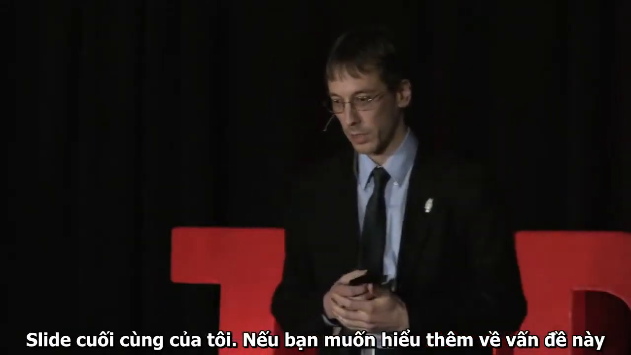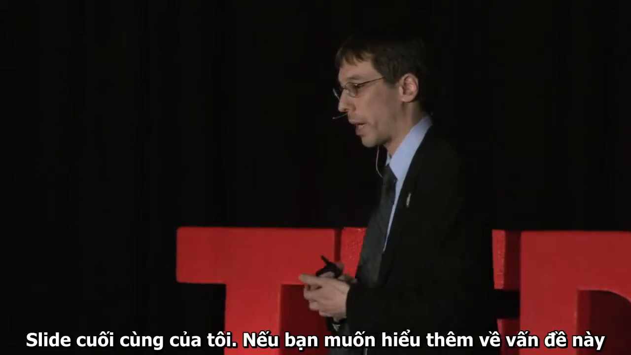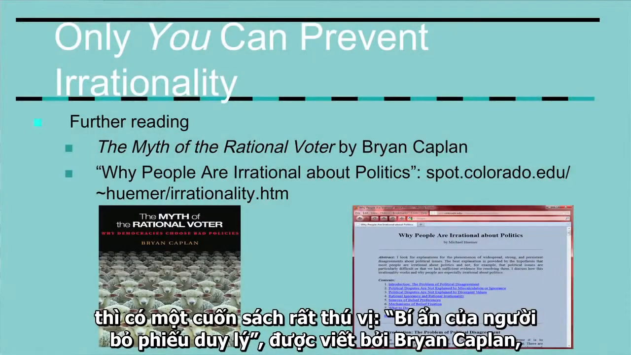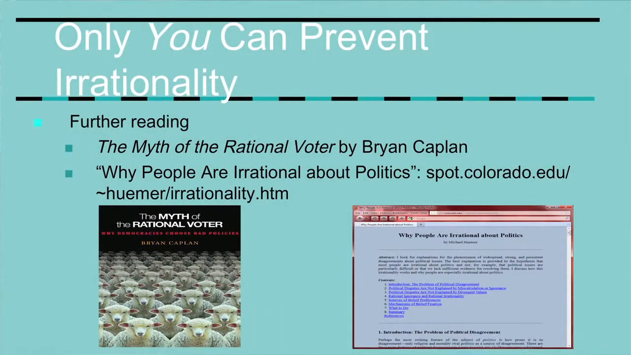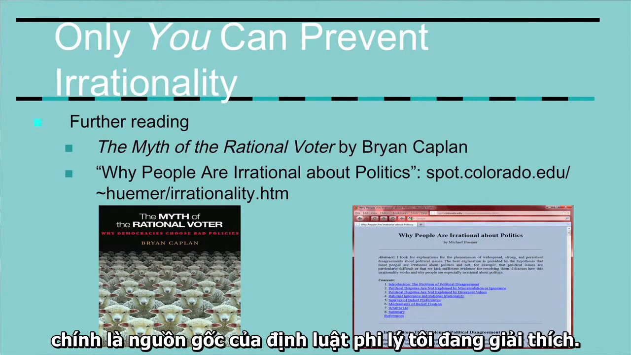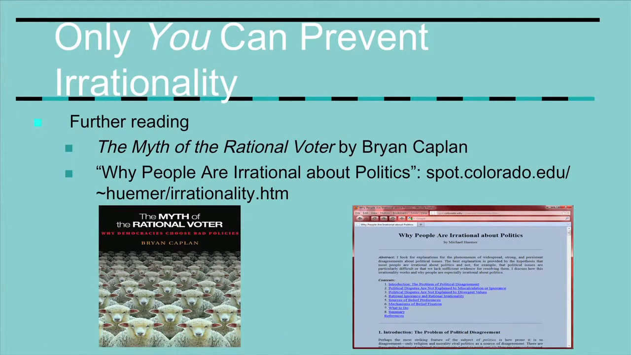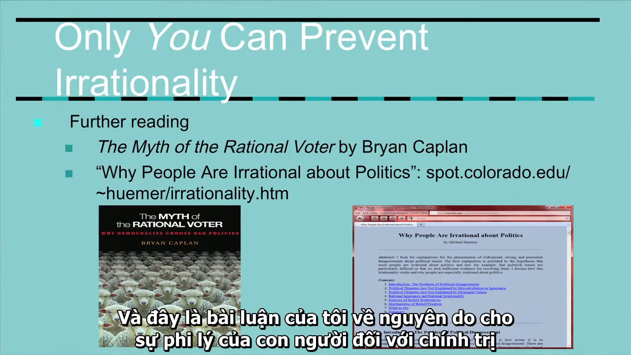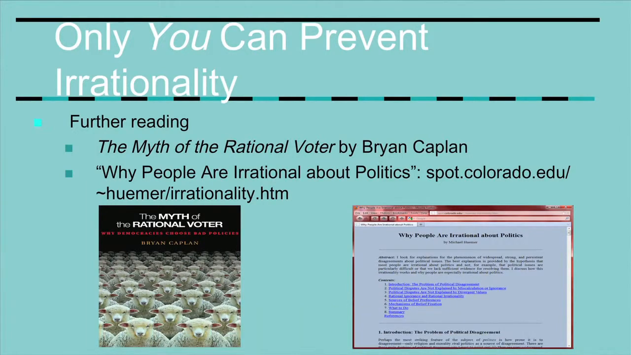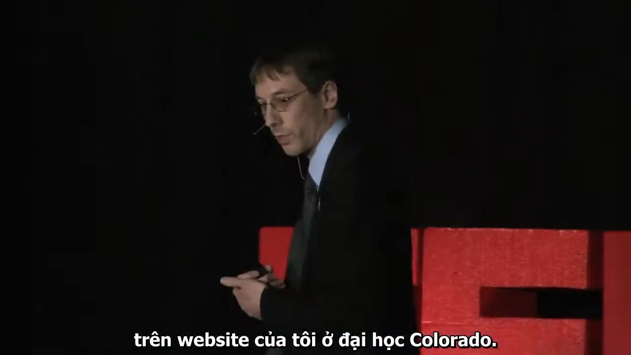Okay, now my last slide is, this is if you want to learn more about this. There's an interesting book, The Myth of the Rational Voter by Brian Caplan, which is the source of the theory of irrationality that I was explaining. And this is my essay about why people are irrational about politics. That's on my website at the University of Colorado.